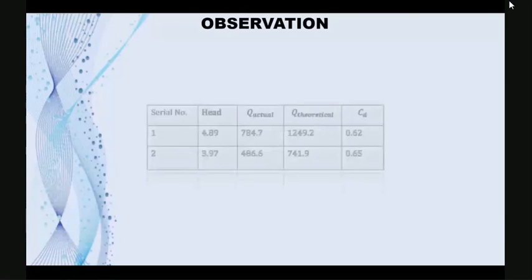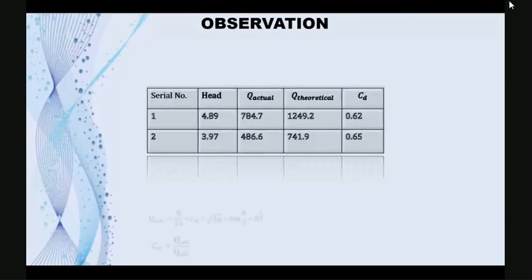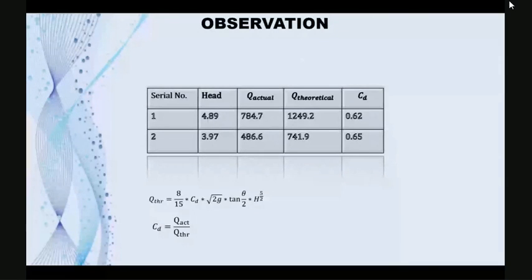After the procedure, I am going to tell you the readings of our experiment. Firstly, for the head of 4.89 centimeter, we get the Q actual as 784.7 centimeter cube per second and Q theoretical is 1249.2 centimeter cube per second, for which the Cd is 0.62. And for the head of 10.97 centimeter, we get the Q actual of 486.1 and the Q theoretical of 741.9, for which the Cd is 0.65. And for the third trial, the reading is the same as the second trial. Now, the graphs of this experiment will be explained by Anirudh.